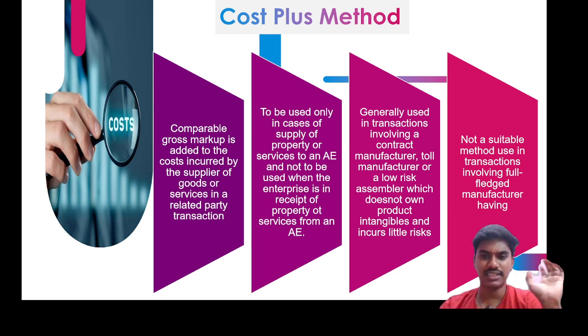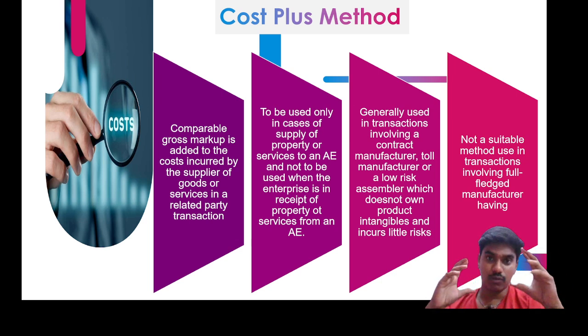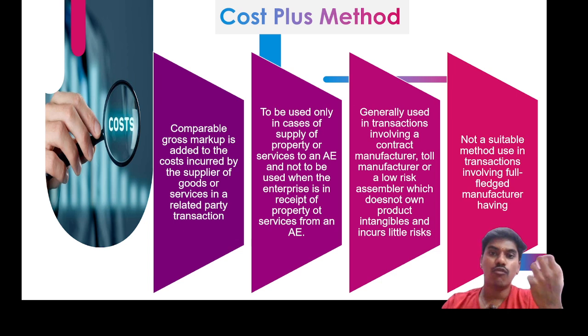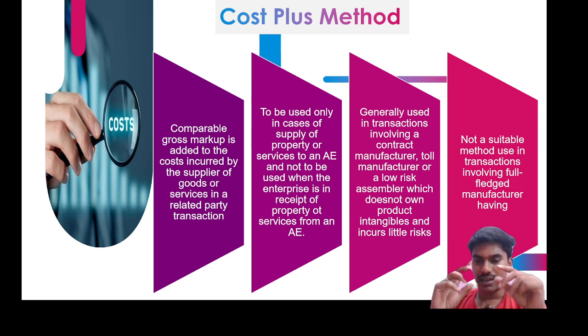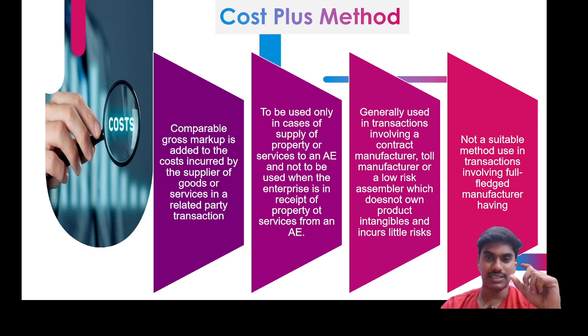Generally, it is used in transactions involving a contract manufacturer. In the low risk manufacturer, there is a concept in transfer pricing. What do you mean by a low risk manufacturer? Generally, while studying a transaction for the applicability of transfer pricing, you see what the FAR analysis of that specified transaction is. FAR analysis means functions performed, assets employed, risks assumed. Based on that, we determine what is the risk involved for the enterprise in this specified transaction.